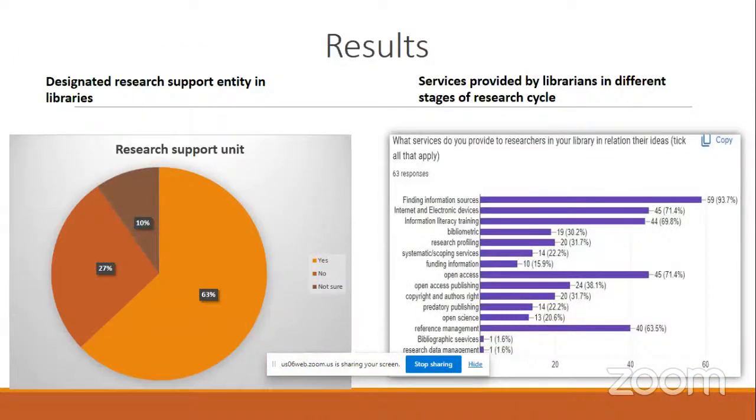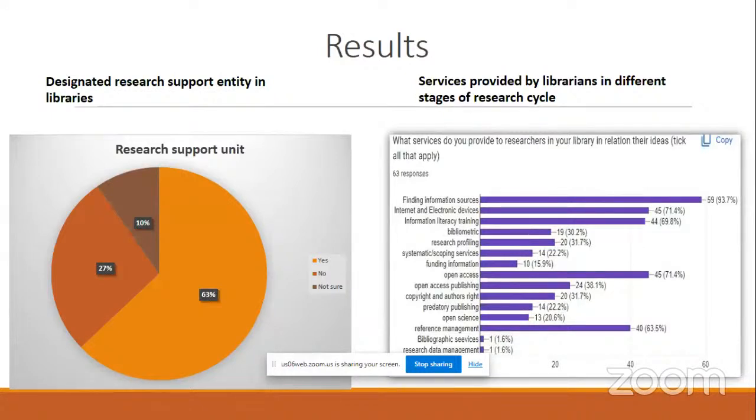Looking at finding out whether the libraries actually have a dedicated research support unit within their institution as an option to embed librarians in research processes, 63% of the participants indicated that they do have dedicated research support services, while 27% indicated that they do not have a research support services unit in their respective libraries.